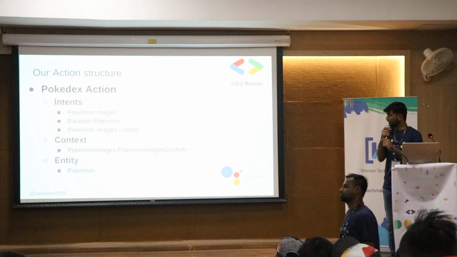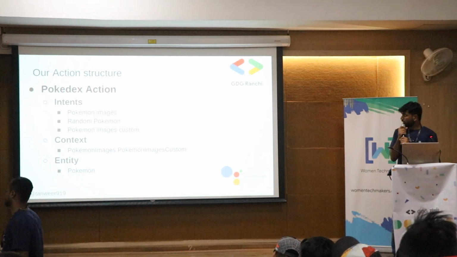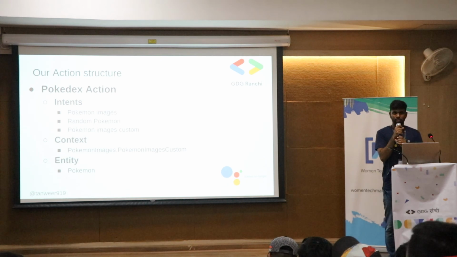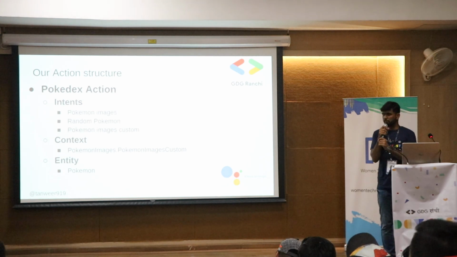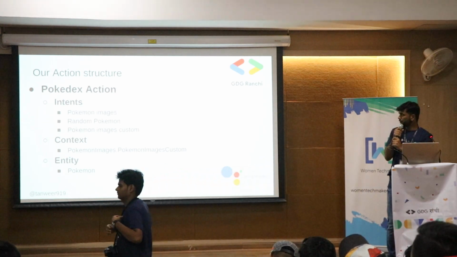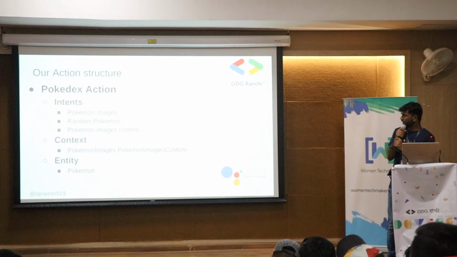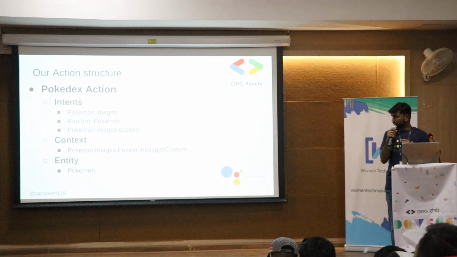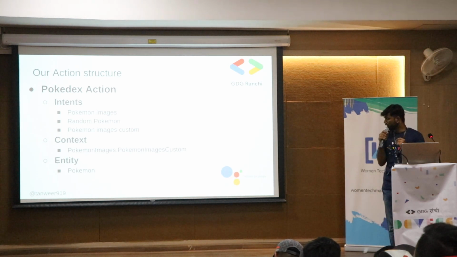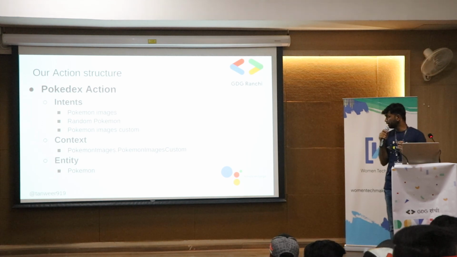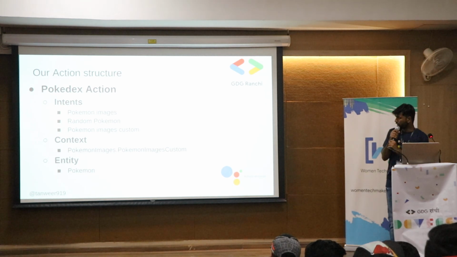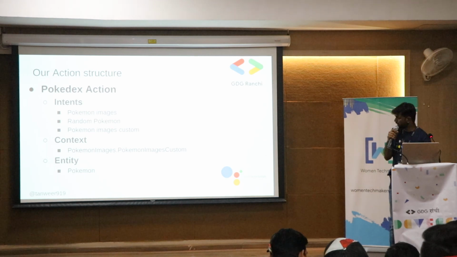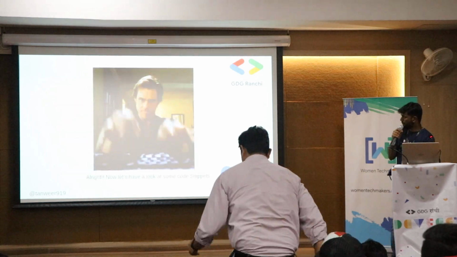Here is the structure of that action. I have used three intents. The first one is Pokemon images, the second one is random Pokemon, and the third one is Pokemon images custom. I have linked two intents using context, Pokemon images and Pokemon images custom, and there is an entity called Pokemon.